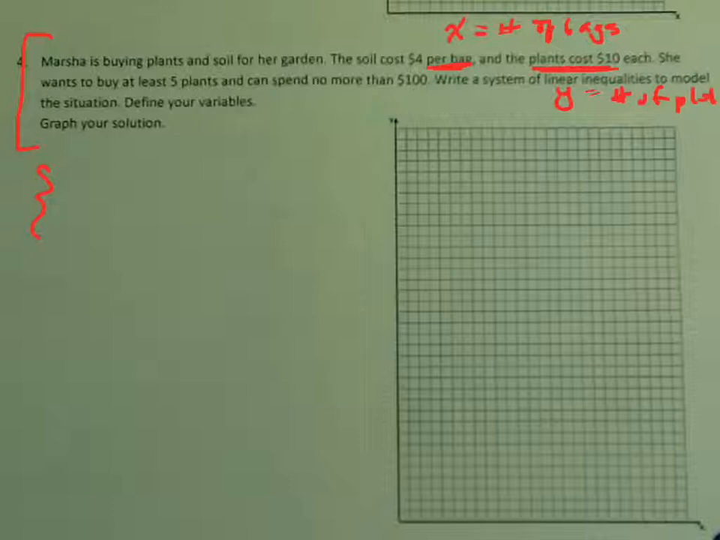She wants to buy at least 5 plants, so there's an inequality, did you hear it? She wants to buy at least 5 plants, so remember Y is the number of plants, so Y has to be greater than or equal to 5, and she can spend no more than $100. Well, what's the total cost? So she's going to spend less than or equal to $100, right?